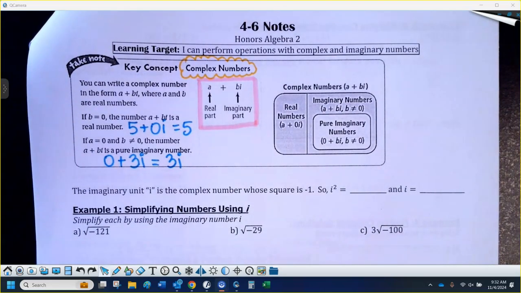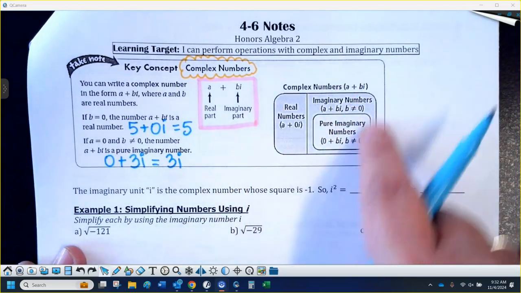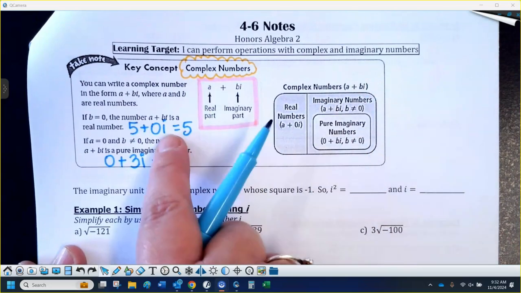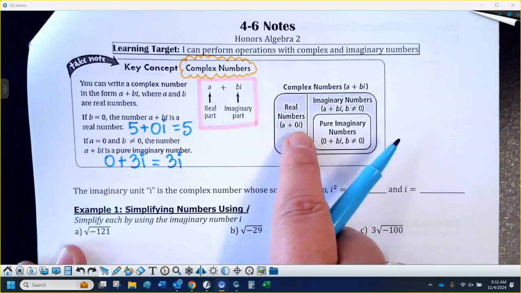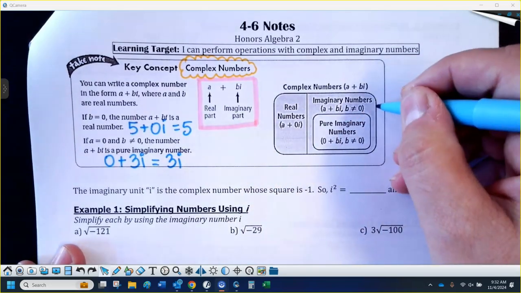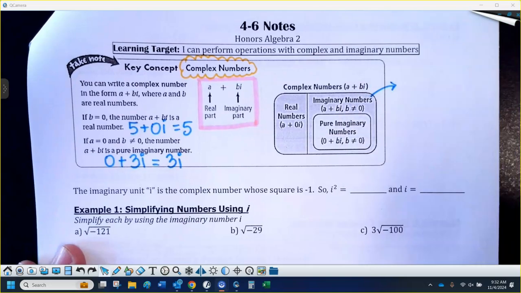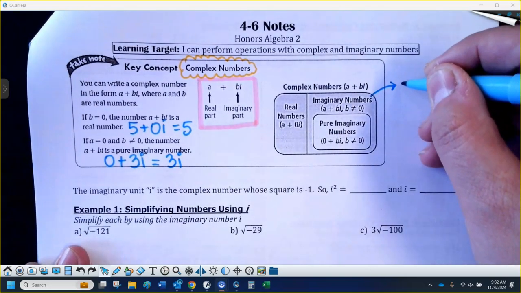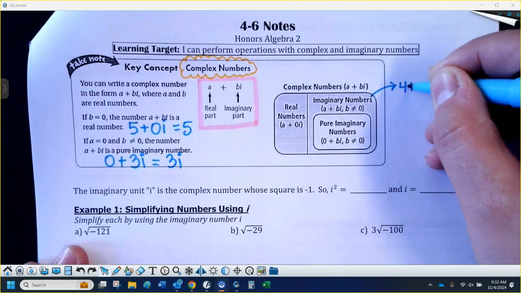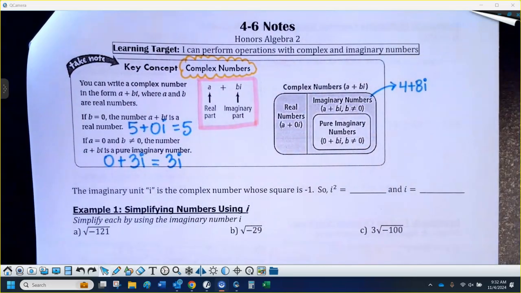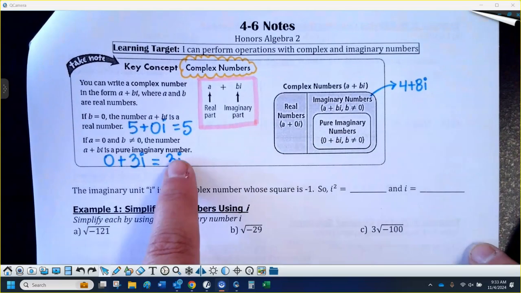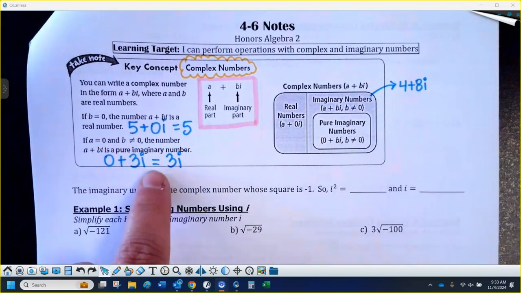Now, the complex numbers, literally every single number, including imaginary, can be written in this format. In this little Venn diagram type thing here, a real number, like the 5 I wrote, falls into the category, and you would not have an i with that. For an imaginary number that's not purely imaginary, I'm going to make something up: let's say we had 4 plus 8i. That would not be a purely imaginary number because it has a real part to it, but it would fall into the category of an imaginary number because it does have an i with a value to it. A pure imaginary number would be what I talked about in the example right here.